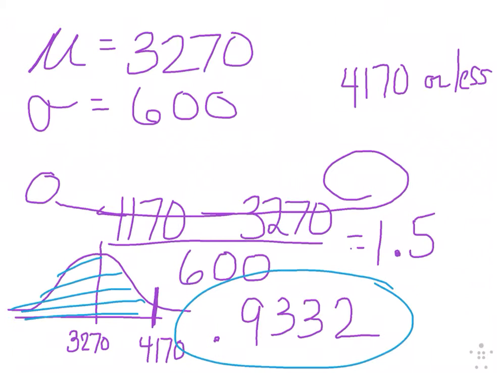The 0.9332? That is your answer, Alan. That is a percentage. 93.32% of babies are born 4,170 grams or less. So should we write it as a percent? You can do either one. I would take either way. Okay?